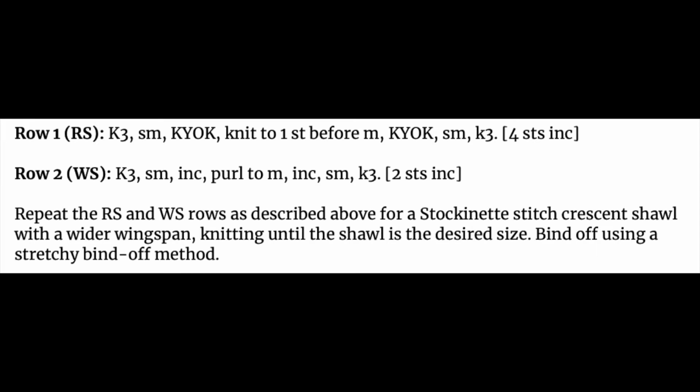And then you just continue doing that. That's the simple pattern for every right side and wrong side rows, increasing by 6 stitches for those 2 rows. And then other than that, you just have to bind off using any stretchy bind off that you like. For something really decorative, I like to use a picot bind off. If you're not sure how to work that, then check out this video right here.